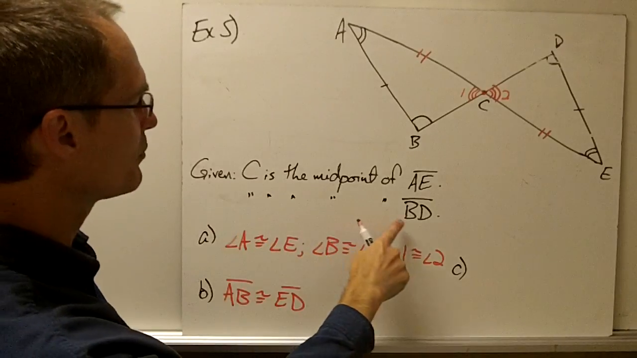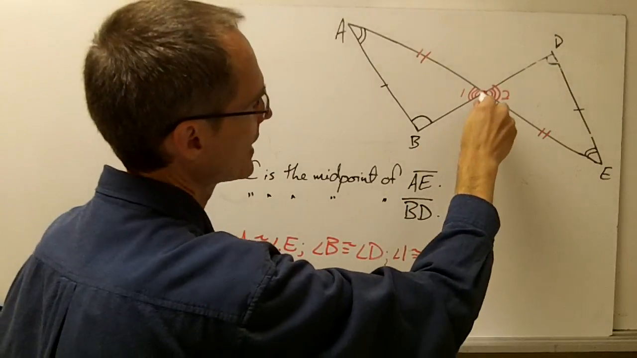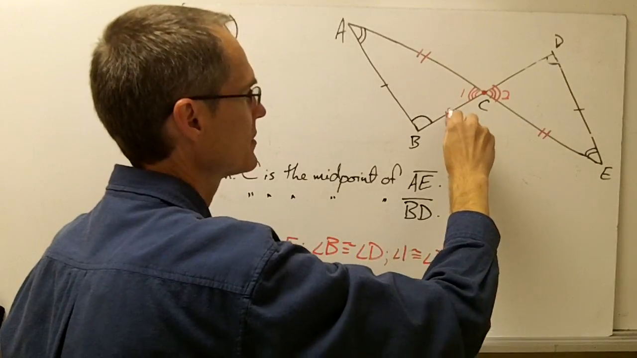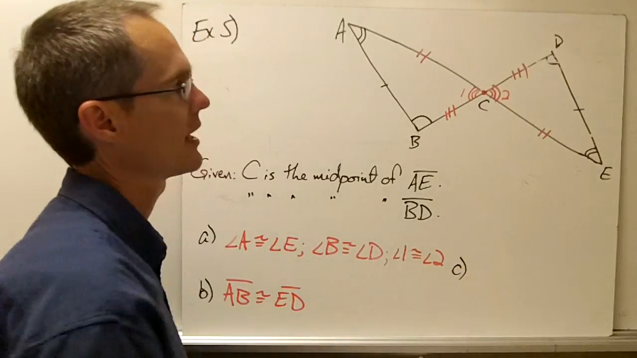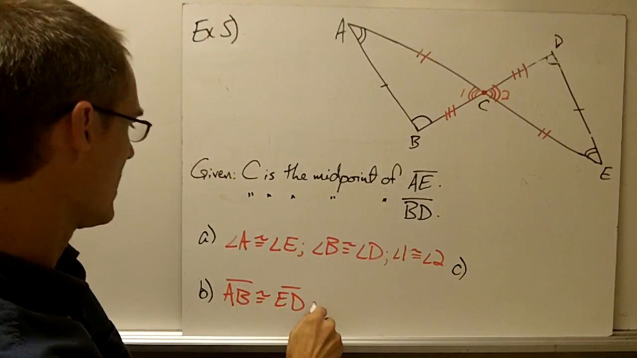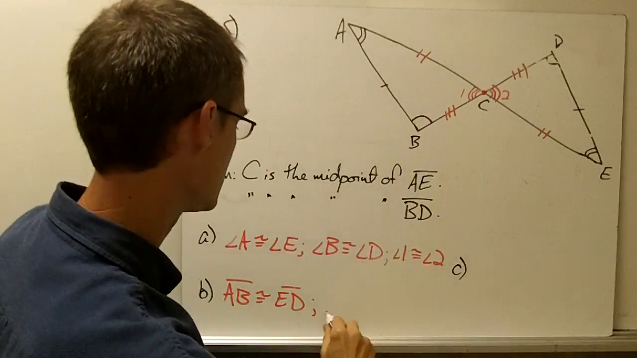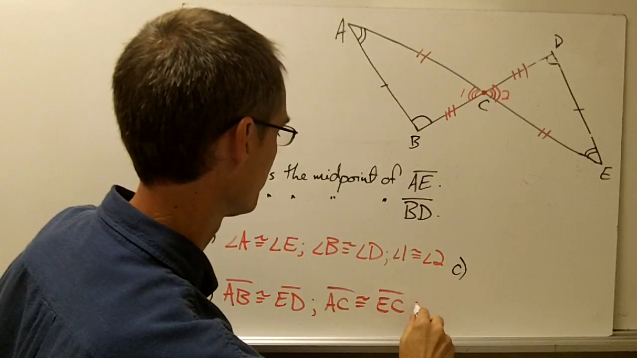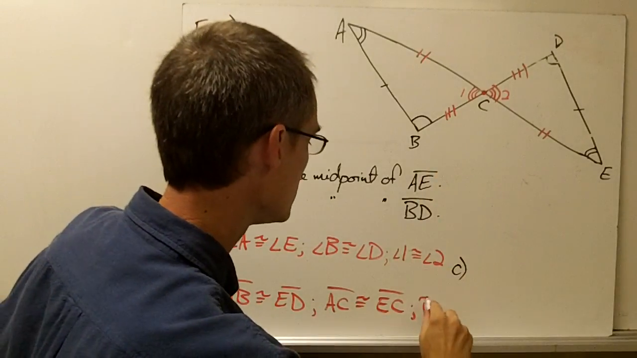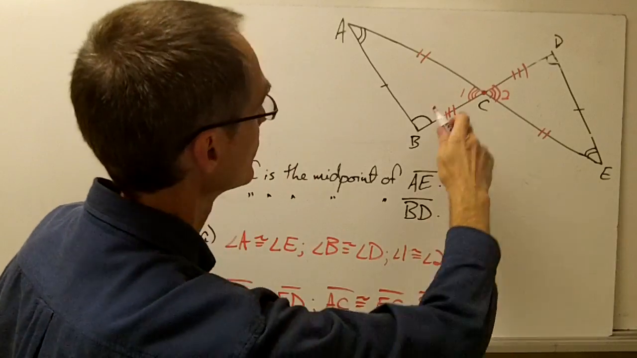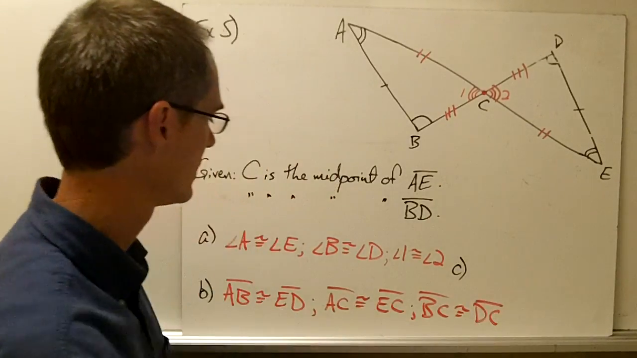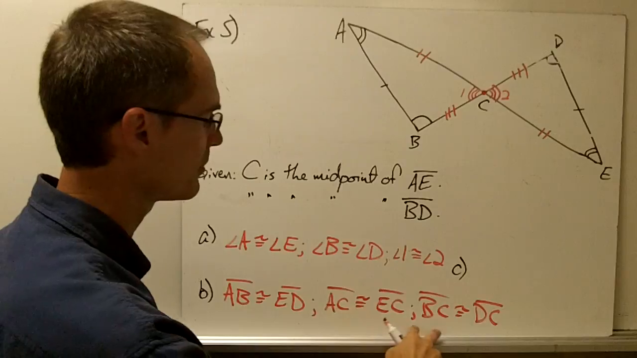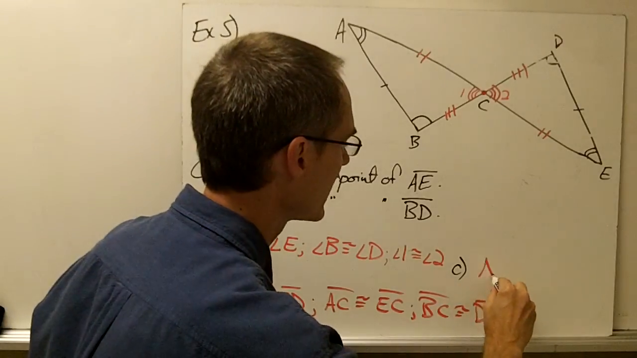So this side of this triangle and this side of this triangle are congruent. I'm also told that C is the midpoint of segment BD. So again, this point divides this segment into 2 congruent segments, which means I can label these as congruent also. So AC is congruent to EC and BC is congruent to DC. And now I do have all 3 pairs of corresponding angles congruent and all 3 pairs of corresponding sides congruent.